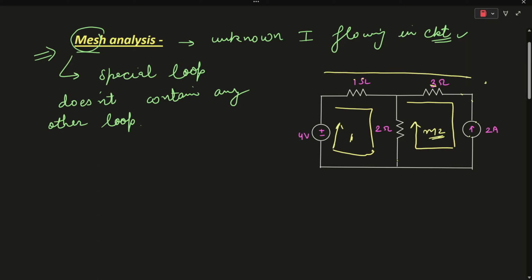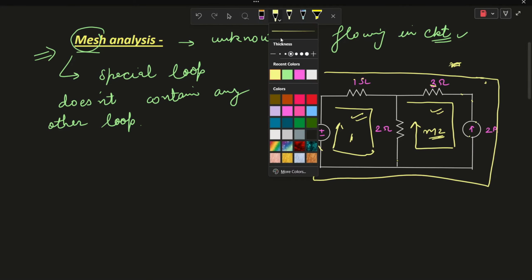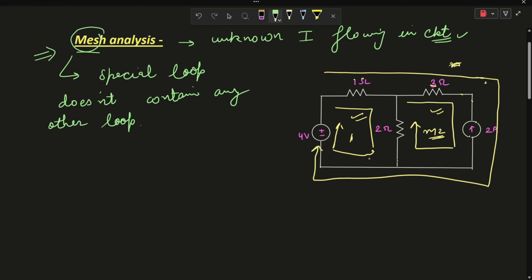Also, this is not a mesh. The reason for that is because it already contains 2 other loops, so we cannot say this is a mesh. This loop is not your mesh.